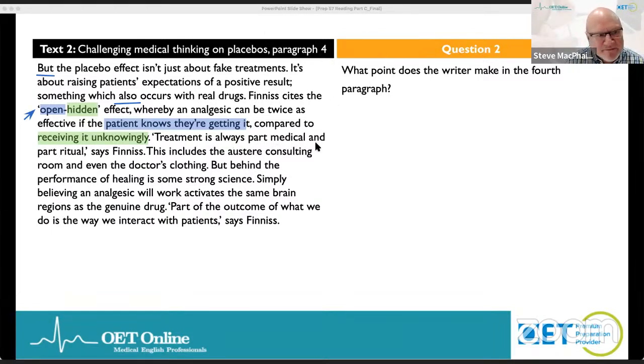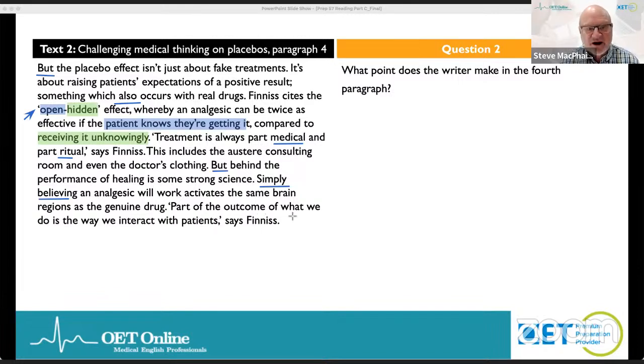Treatment is always part medical and part ritual. All right. So two things, part medical and part ritual. If anyone wants to explain ritual, you're welcome to. Says Finniss, this includes the austere consulting room and even the doctor's clothing. But, watch out for this word, but behind the performance of healing is some strong science. Simply believing, this is for emphasis, everyone, simply believing an analgesic will work activates the same brain regions as the genuine drug. So belief is important.